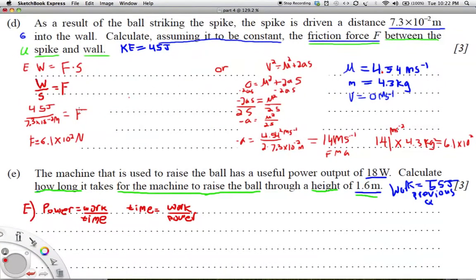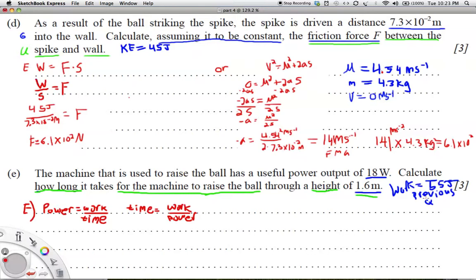The machine that is used to raise the ball has a useful power output of 18 watts. Calculate how long it takes for the machine to raise the ball a height of 1.6 meters. All right, so I know that I need to use this equation: power equals work divided by time. I know that the power is 18, and I know the work done. The work done I got from the first question. It's 55 joules.